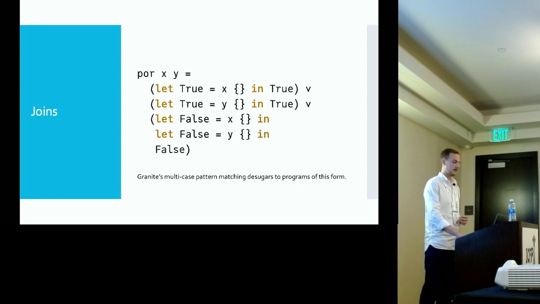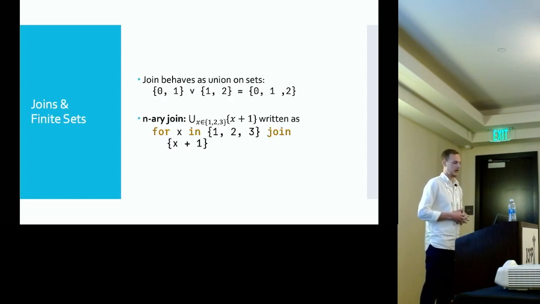Great. So let's look at some other uses of joins. We have finite sets in Granite. And as you might expect, a join of two sets is just the union of the two sets. We also have this n-ary join construct, which is just an elimination form for finite sets. And here, the join will basically iterate over each of the elements of the first set in parallel and join together the body evaluated at each individual element of the first set. So we use the for-in join notation here to mean these big joins.